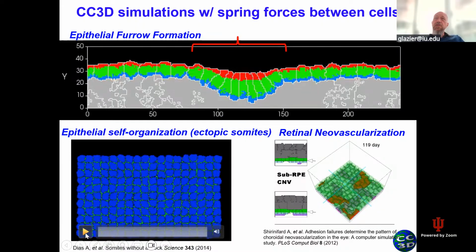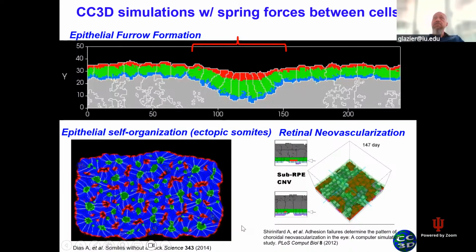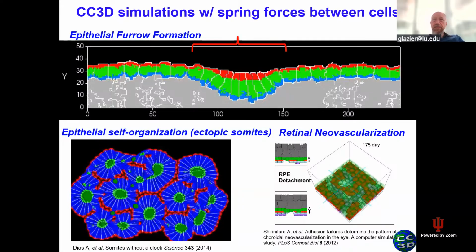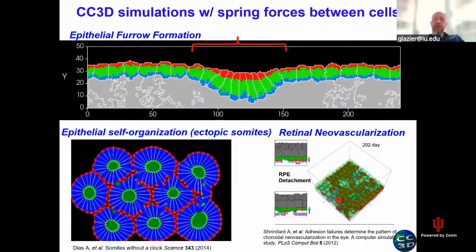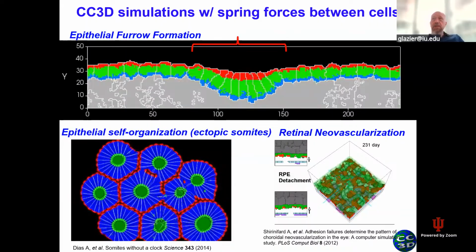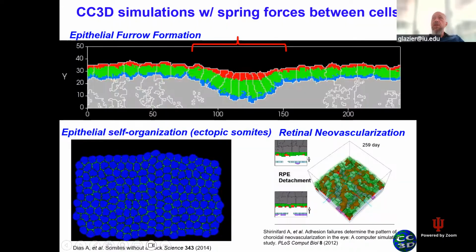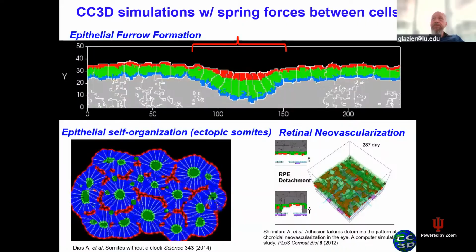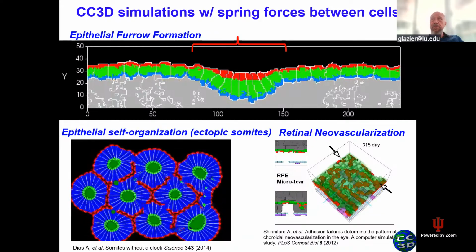This was a simulation that was done by Giulio a long time ago of somitogenesis. It's called ectopic somitogenesis, where the cells polarize and reorganize in response to each other, and they form, in this case, somites. And here again, you have apical constriction that's leading to that. And then here in the retinal neovasculature, you also have junctional adhesion, which then is lost, leading to failure of epithelial integrity.